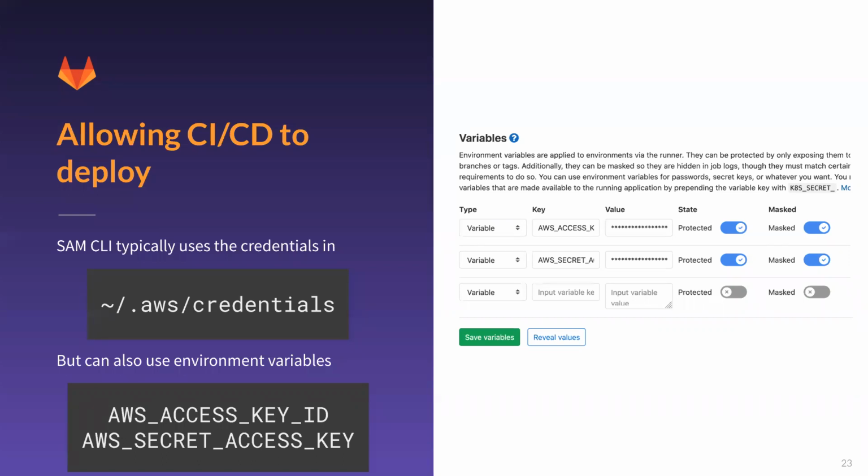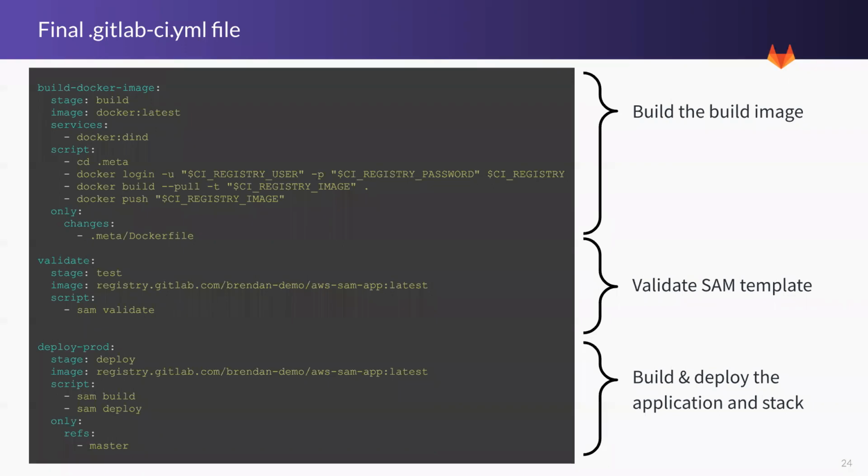And then the last thing I want to show is just the completed file, and we'll spend some time talking about what we're looking at here. So at the top, again, that's just me building the build image, meta, as we said before. I'm going to go into that meta directory, log on to the GitLab container registry, build the image, and push it into the GitLab container registry. And we'll talk about that in just a second. And then we see the two jobs below, validate and deploy prod. So let's talk about each of those.